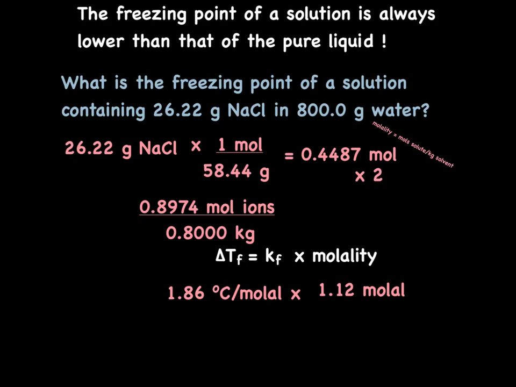Multiplying by our freezing point depression constant, we get a change in freezing point of 2.08 degrees Celsius. And since the normal freezing point of water is 0 degrees Celsius, our freezing point is lowered by 2.08 degrees Celsius, giving us a new freezing point of negative 2.08 degrees Celsius.